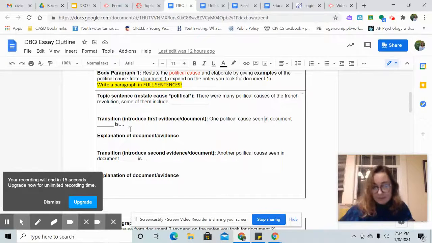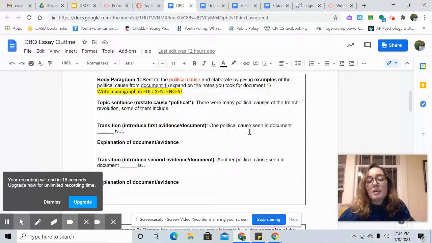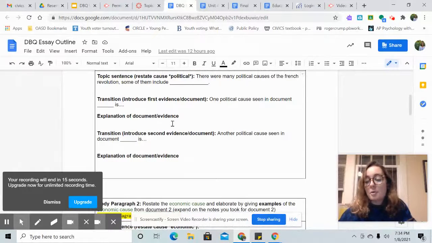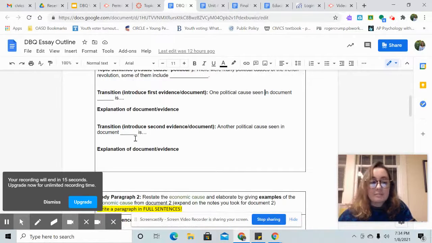So, right, one political cause of the French Revolution seen in document 2 is this. Now you need to explain what this evidence means and why it's a good example of a political cause. You can't just give a quote from the document and not explain it. So you could give your direct quote, but then say, this shows it's a political cause because people were mad at the government and wanted to make a change.